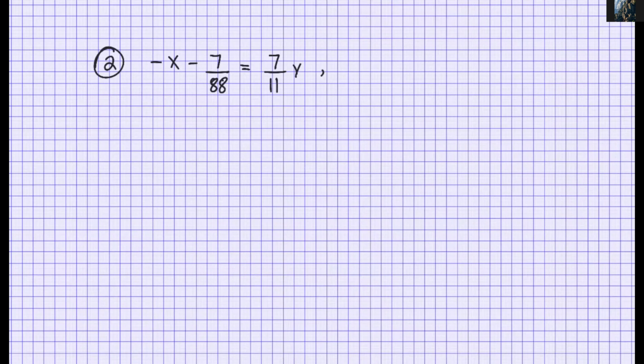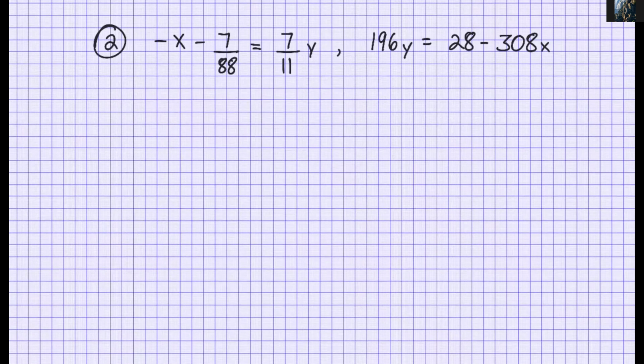So let's imagine that we are given negative x minus 7/88, and this is equal to 7/11y. And the second equation they give us is 196y equals 28 minus 308x. The idea is very much the same.